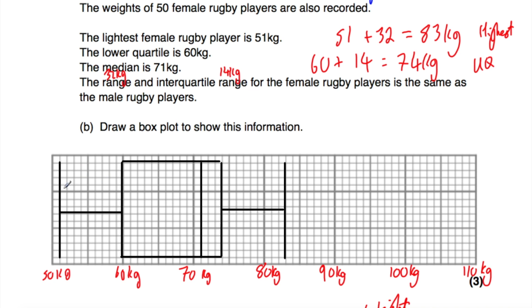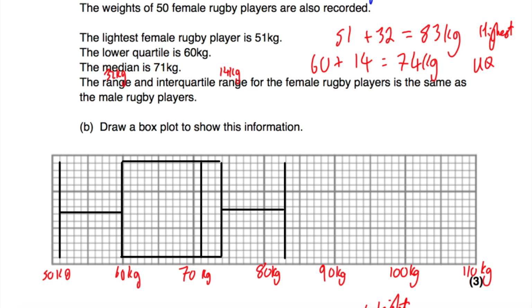And that's it. As you can see from our box plot, we've got the lightest rugby player, which is 51 kilograms, the lower quartile, which is 60, the median, which is 71, the upper quartile, which is equal to 74 kilograms, and the heaviest female rugby player is equal to 83 kilograms. And if you got that, well done.